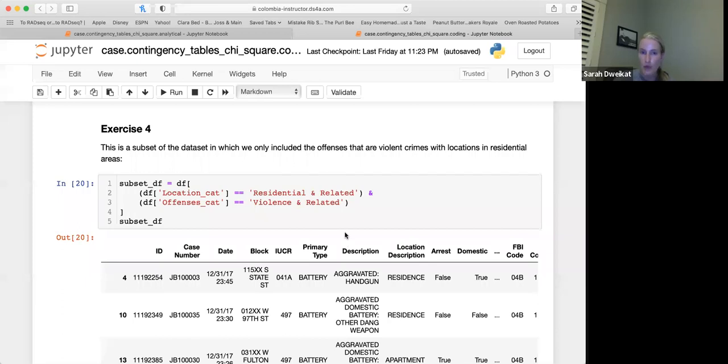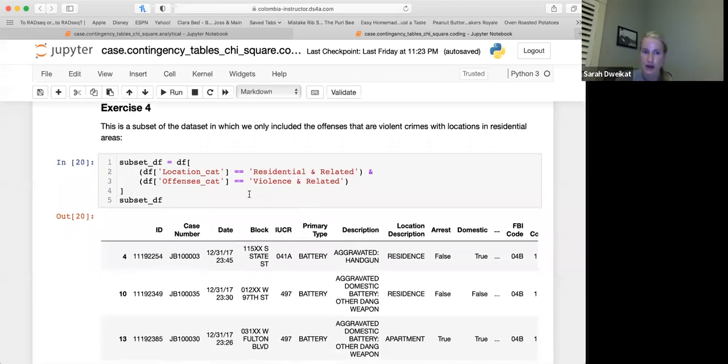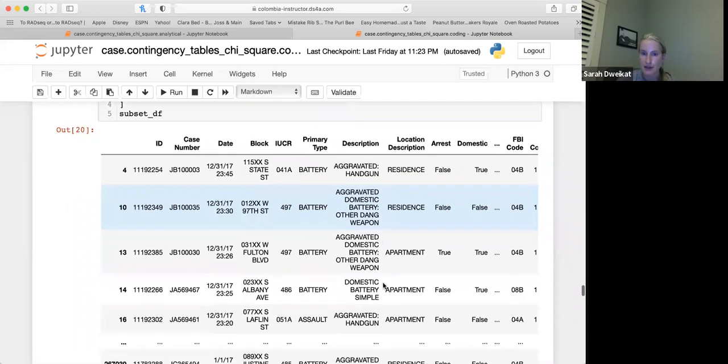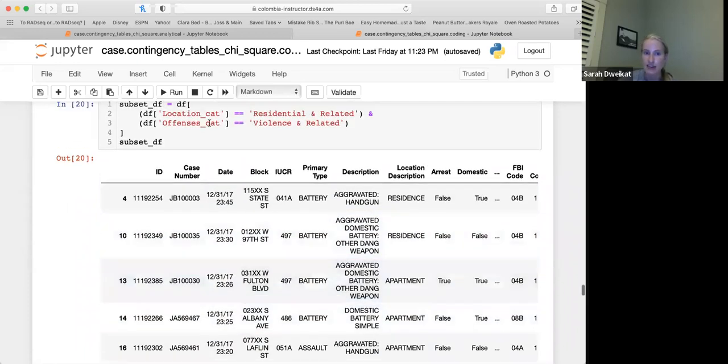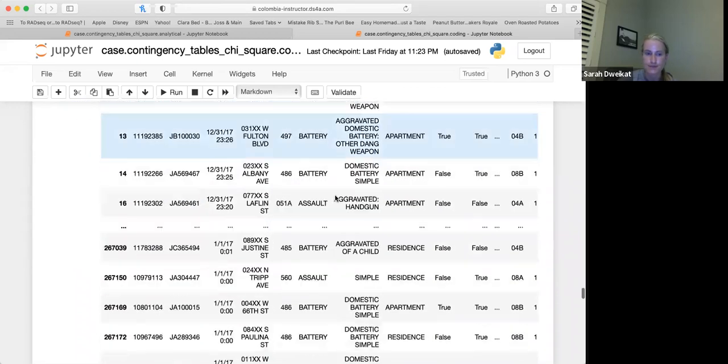So we've gone ahead and given you the code already for if you wanted to take a subset of your data set. We're going to call this subset df. And then we just want to pull out from our location column the residential and related, and from the offenses column violence and related, anything that had those. That's what this outputs here: the section of our data set that matched these categories.